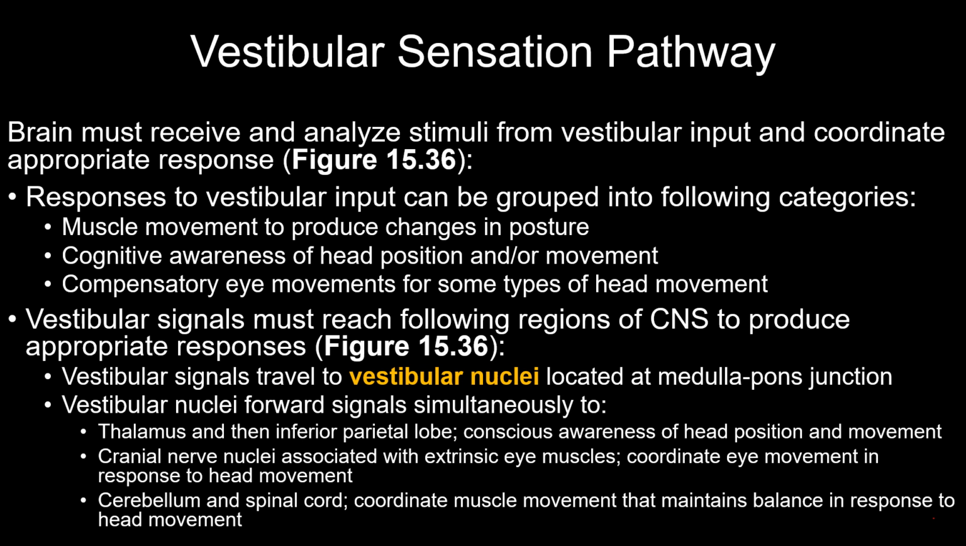And so nerves are going to come out from this vestibular nucleus to the cerebellum. It's going to go to the abducens nucleus. It's going to go to the trochlear nucleus. It's going to go to the oculomotor nucleus. It's going to go up to the thalamus, and from the thalamus up into the inferior parietal lobe. And all of this is working at the same time to maintain that sense of balance.